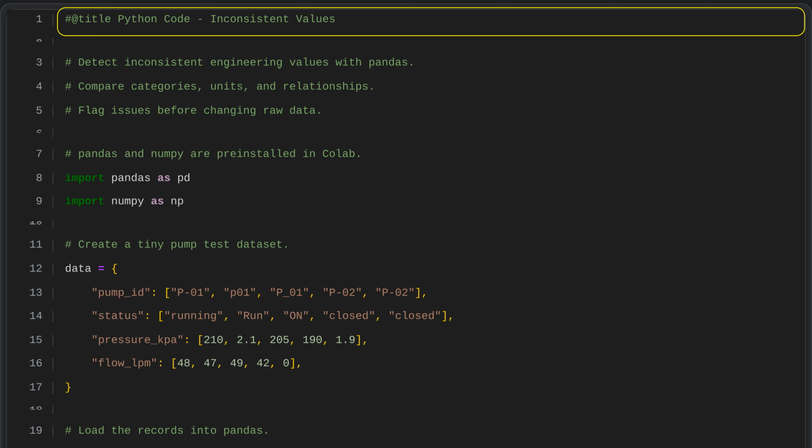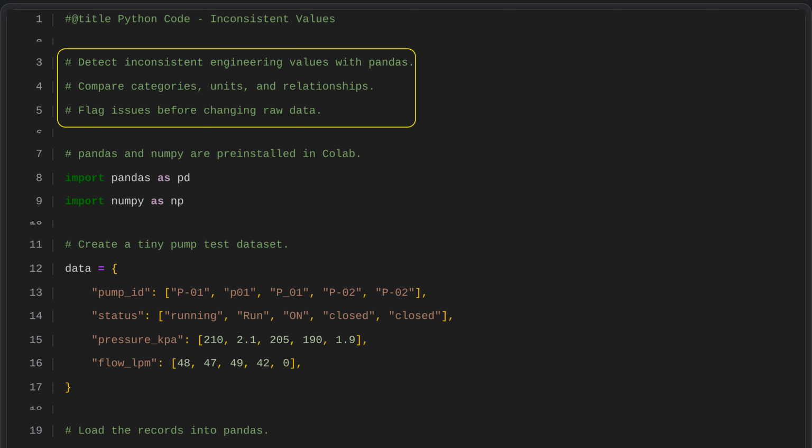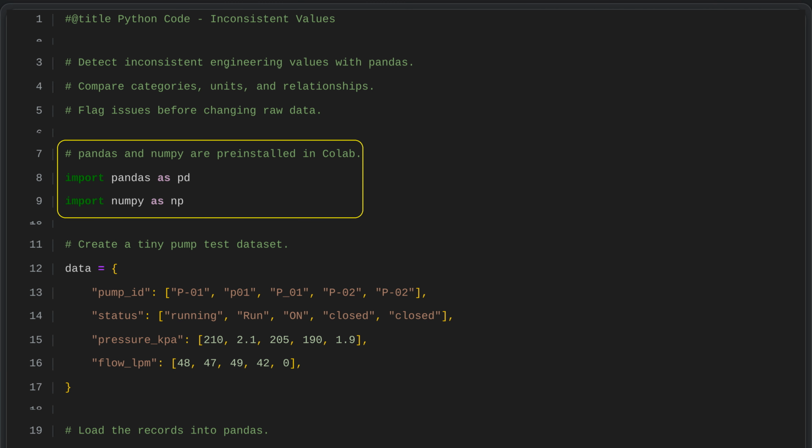Python code. Inconsistent values. Use Pandas to detect inconsistent engineering values by checking categories, units, and expected relationships. Flag potential issues first, so the raw data is not changed before problems are reviewed. The script begins by importing Pandas and NumPy, two common tools for data processing. Pandas is used to organize and work with structured data through data frames, supporting tasks like filtering, mapping, and summarizing. NumPy provides numerical computing support, though its role here is limited.